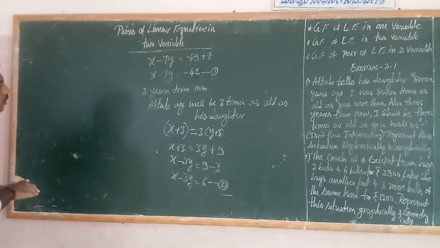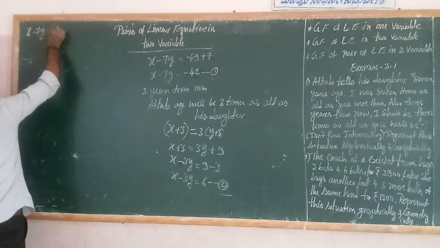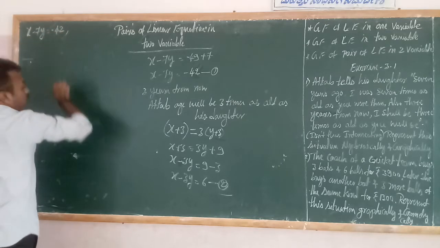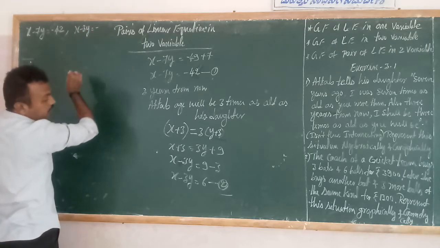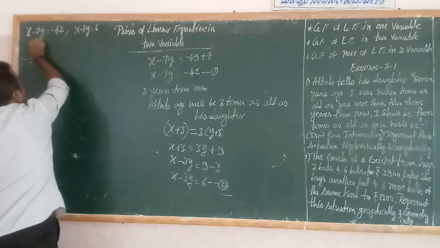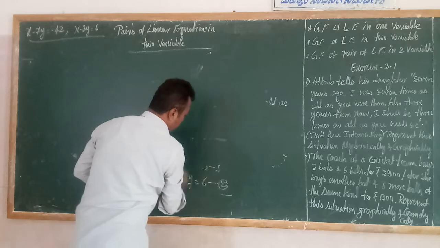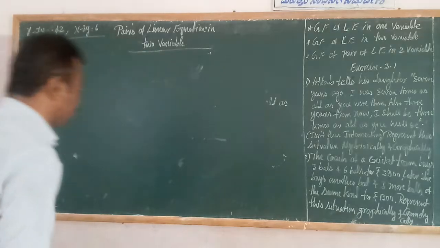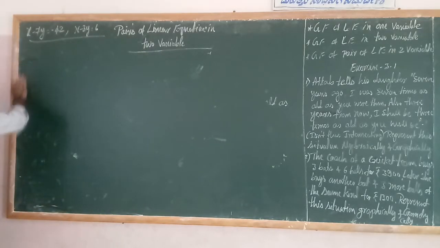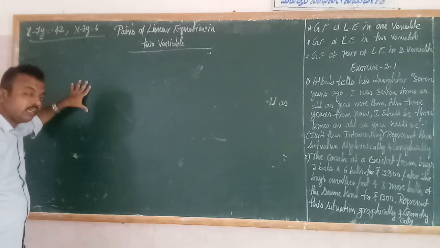Yes, I will write the two equations. So the first equation is x minus 7y is equal to minus 42, and the second equation is x minus 3y is equal to 6, correct? Yes, 6. So these are the two equations, and we have to solve them. We have to make the points tables. See how you make the tables. First is very important: after forming the equations, we have to make the tables.